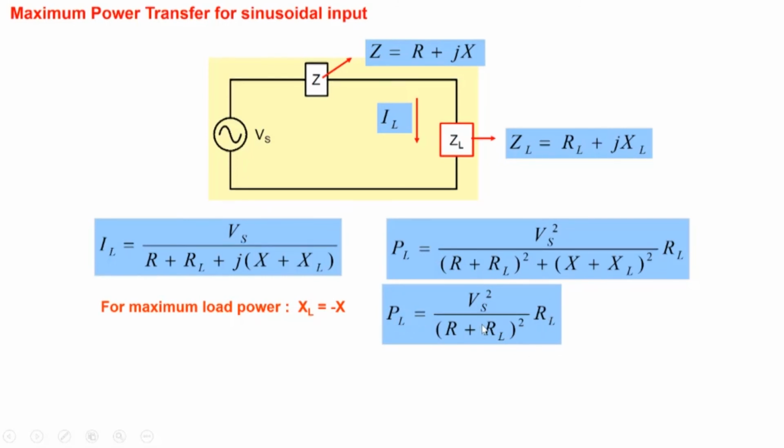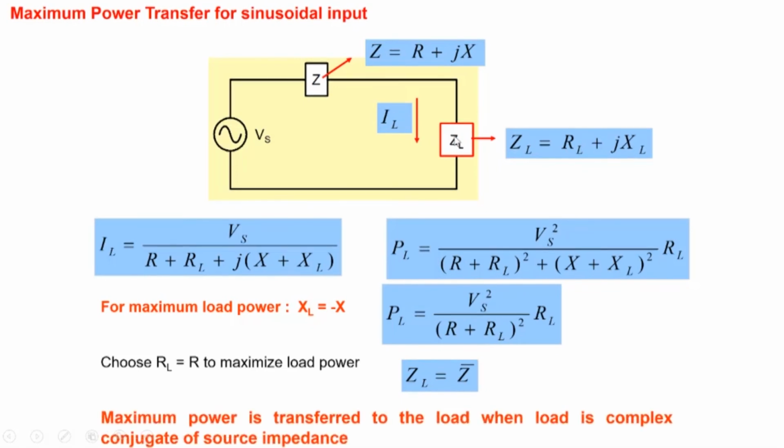Now this is similar to the DC case. Just like the DC case, you can easily see that this term is maximized when we choose RL equal to R. So we have a condition for maximum power transfer: you should choose RL equal to R, and you should choose the imaginary part jXL as the conjugate, minus jX, which is the same as saying that you should choose the load impedance ZL as the complex conjugate of the Thevenin's impedance. If you do that, then you will get maximum power transfer to the load, right?